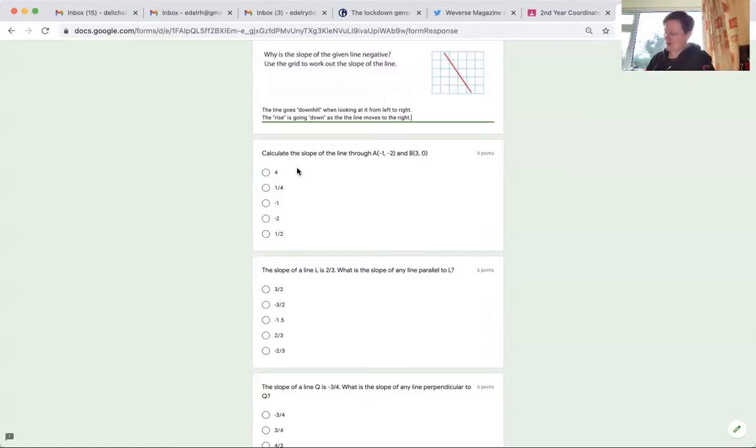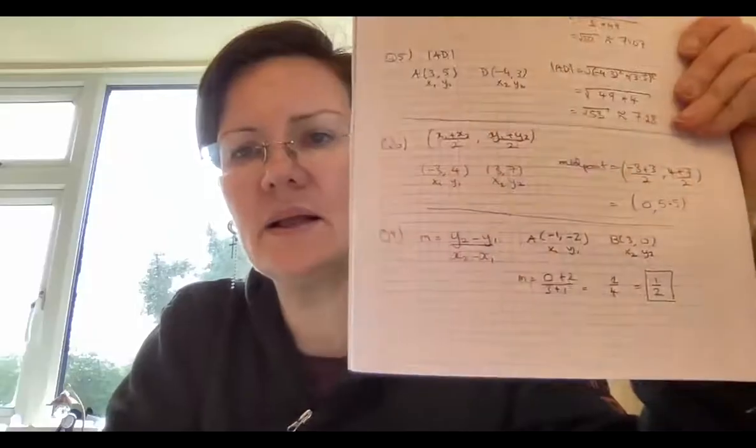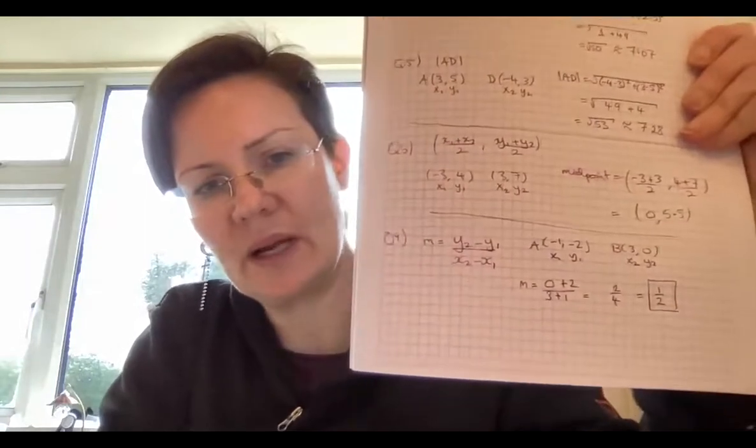The 2 points that were given are A, which is -1, -2, that's our x1, y1, and B, 3, 0, that's our x2, y2. And we fill into the formula to get 0 minus a -2 is +2, divided by 3 minus a -1 is +1. So we've 2 over 4, which we would be expected to simplify to a half. Now, to show you the working out there, so you can see the workings out.